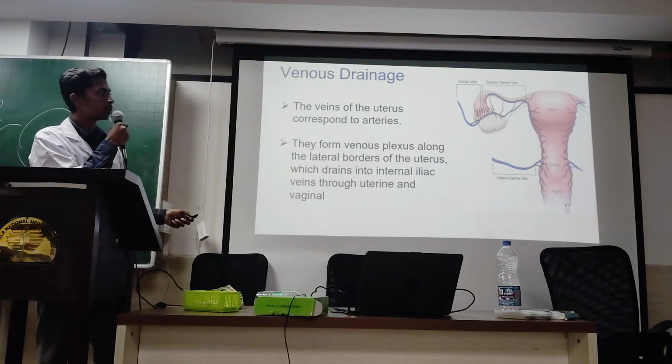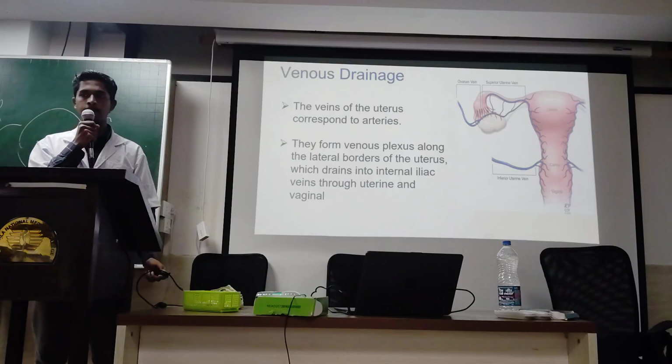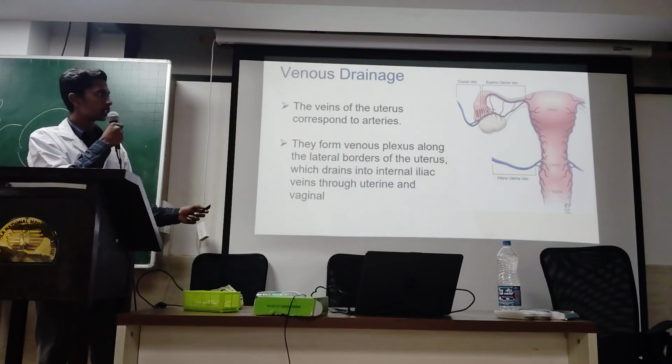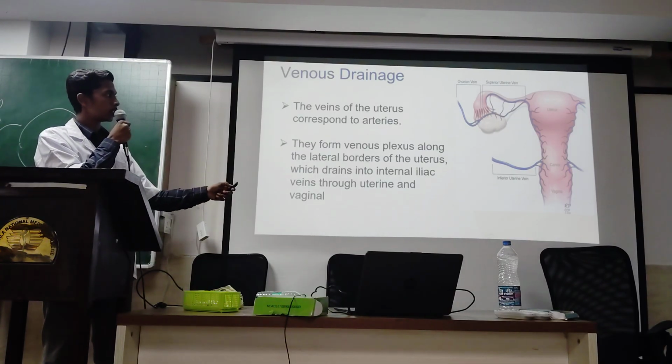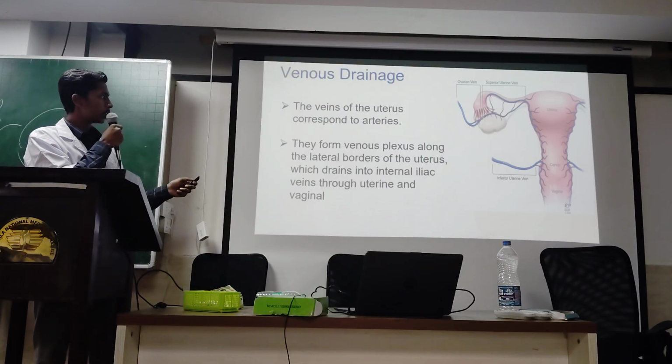Now let's understand how the blood leaves the uterus. The venous drainage largely mirrors the arterial supply. The veins of the uterus form complex venous plexuses around the lateral border of the uterus. These plexuses eventually drain into the internal iliac veins through the uterine and vaginal veins.